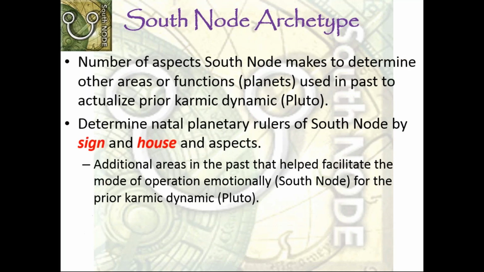To get a complete picture of the South Node, we will look at the number of aspects it's making to other planets, and we will look at the planetary rulers of the South Node by both sign and house, and then the aspects that those planetary rulers make as well. That'll give more detail, that'll just fill in how the ego operated in the past on emotional levels for the soul.